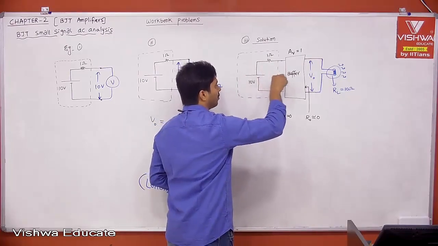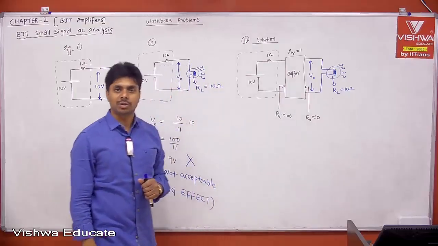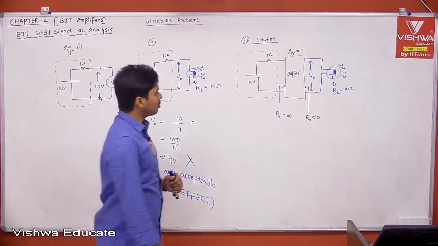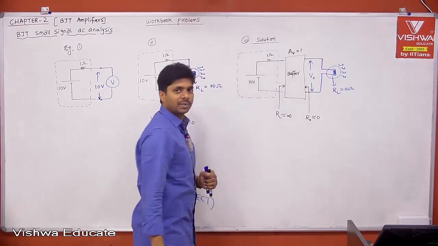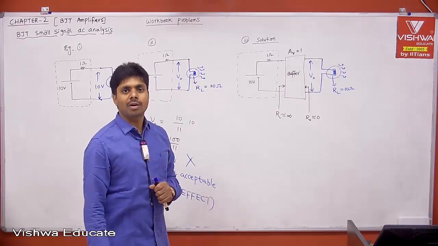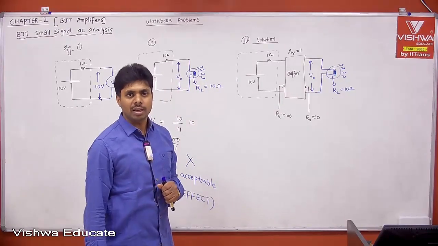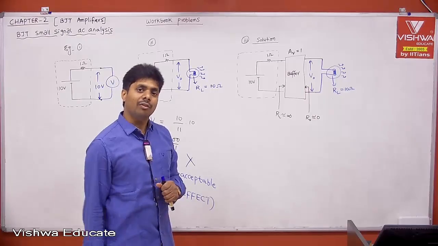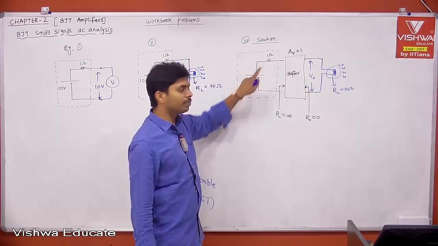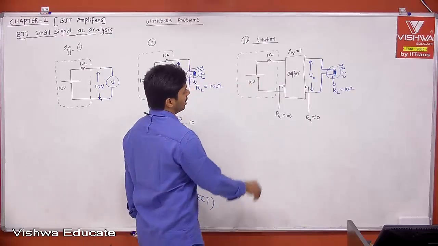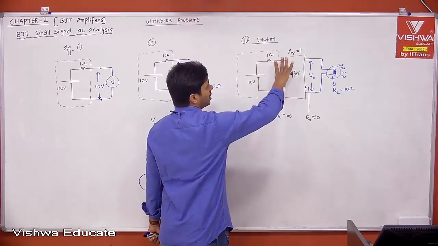The input impedance of your buffer amplifier or buffer circuit. What is the input impedance of your buffer amplifier? That is infinity, right? If you take your CC amplifier, what is the input impedance? 400 kilo ohm, that is what we got. I can treat it as very high, almost infinity with respect to 1 ohm, right? Then tell me, if it is infinity, can I say it is an open circuit?